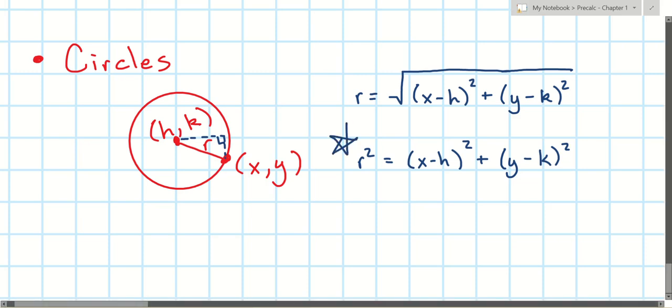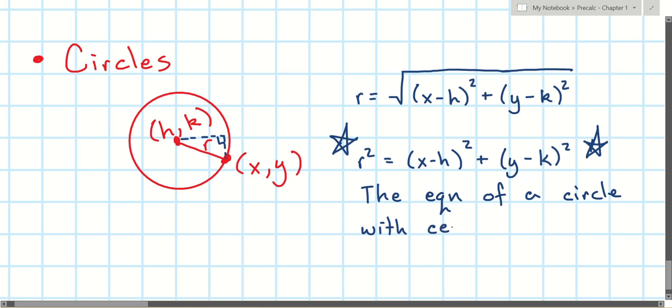I'm going to star this guy. This right here is the equation for what? So not just the radius, there's more to it. This is the equation of a circle, with center. What was the center of our circle? H, comma, K.